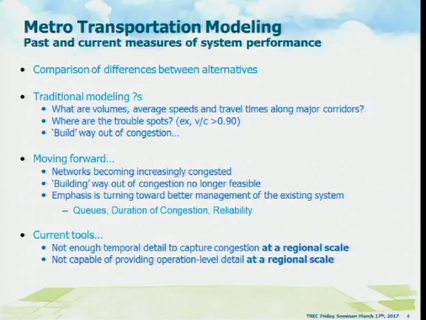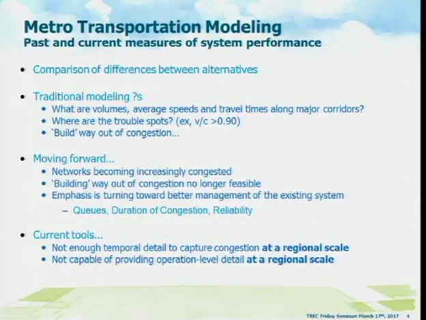We also look at average speeds and average travel times, and we've used these older tools to identify where the trouble spots are. One metric we typically use is volume to capacity ratios: how many vehicles are using a particular location relative to its carrying capacity. If you get a ratio of like 0.9, that means it's a very congested area.